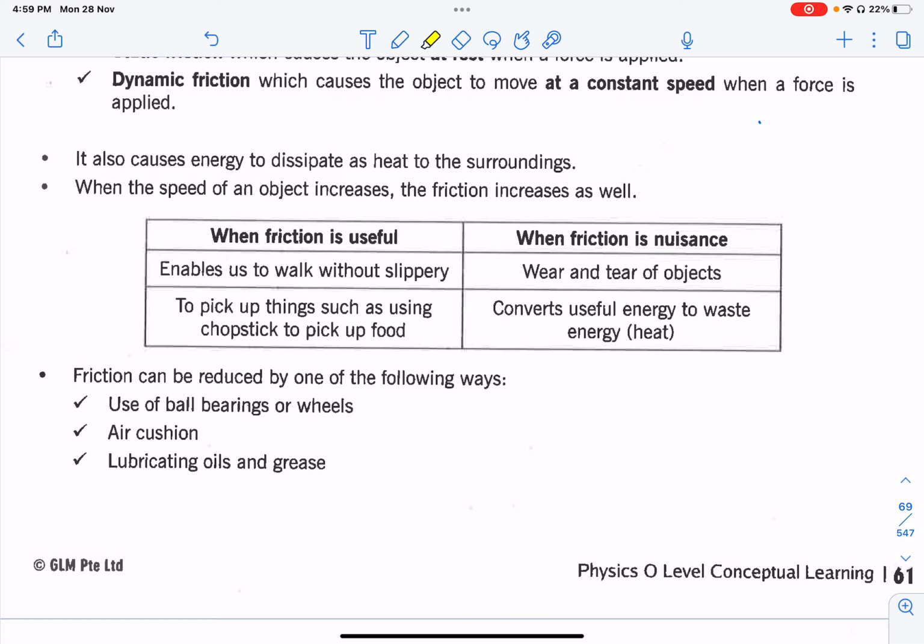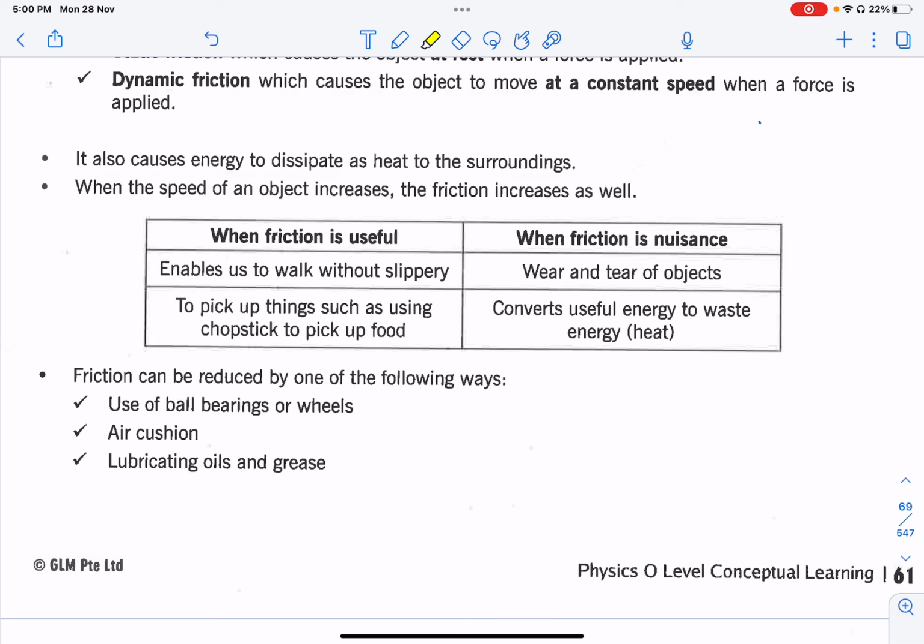Okay. So friction is useful, for example, in enabling you to walk without slipping, or even to pick up objects using chopsticks or even your mug. When friction is a nuisance, that means something that is negative. It will cause a lot of wear, and this will need you to replace your equipment and objects, and at the same time, it can also convert all your useful energy to waste energy in the form of heat. So you are losing heat energy.